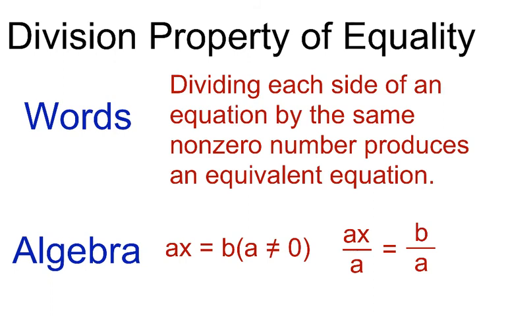So let's first start with our division property of equality. In words, dividing each side of an equation by the same non-zero number produces an equivalent equation. In algebra, a times x equals b, where a of course does not equal 0. A times x divided by a equals b divided by a. Make sure you're pausing this tutorial to write down any of this in your notes.